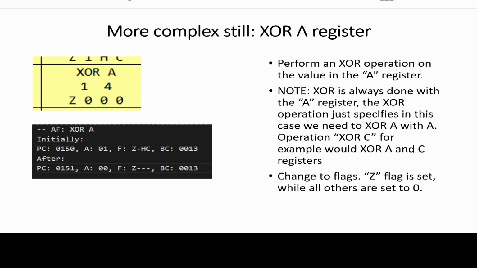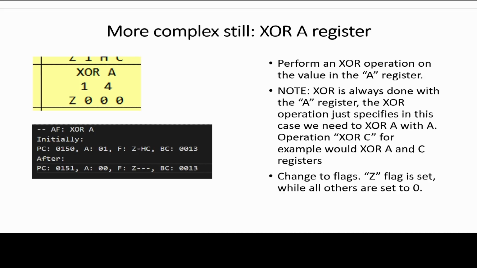So in this case, we exclusive OR A with A, so it's 1 and 1, so that's 0. So the A register is now set to 0. Program counter increases by 1. And you'll notice underneath now it says Z 4 and 3 zeros. That means we set all the flag registers to this. So it's Z followed by 3 nothings essentially for that F register, and then everything else stays essentially the same.